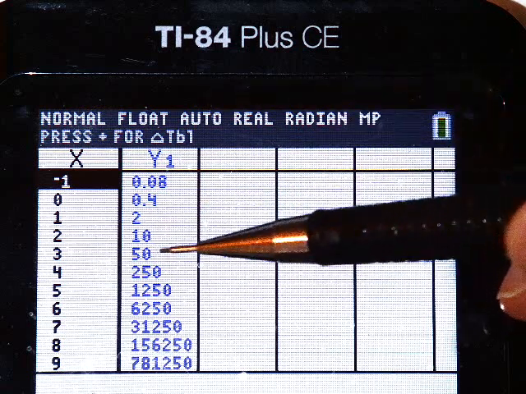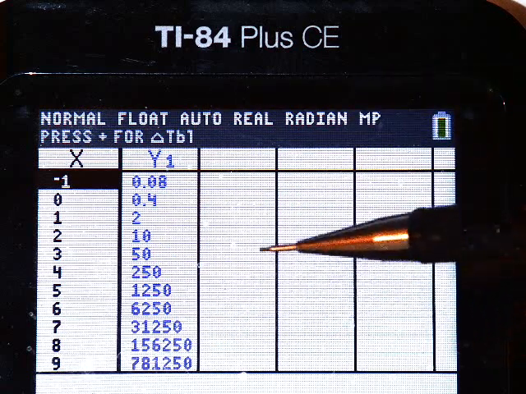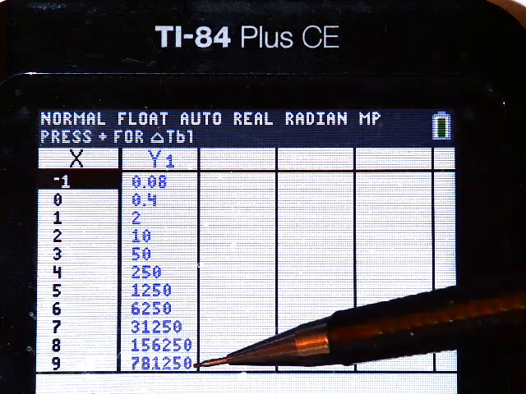We have 2, 10, 50, 250, 1250, 6250, 31250, 156250, and 781250.